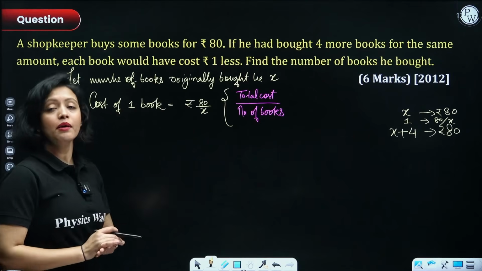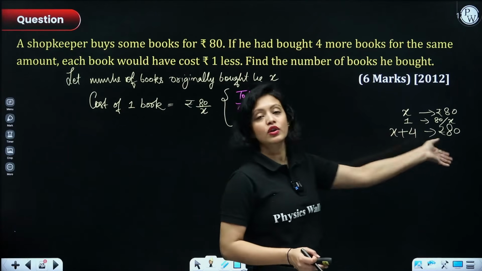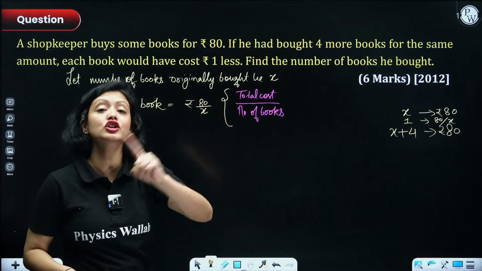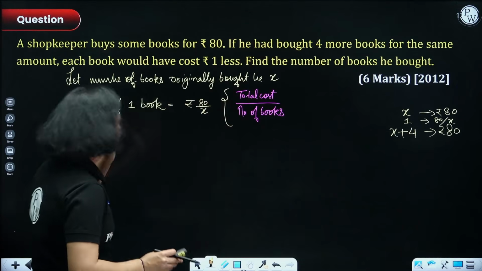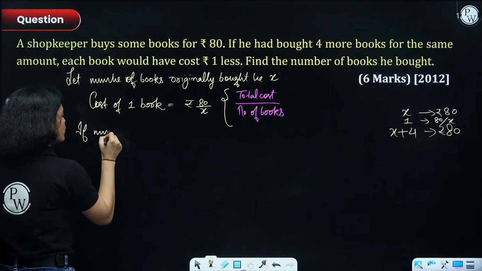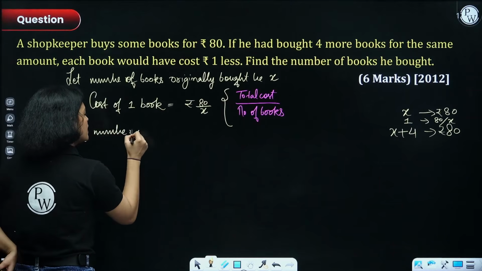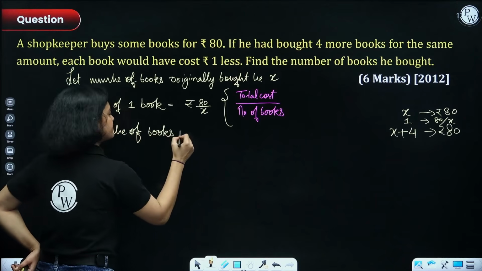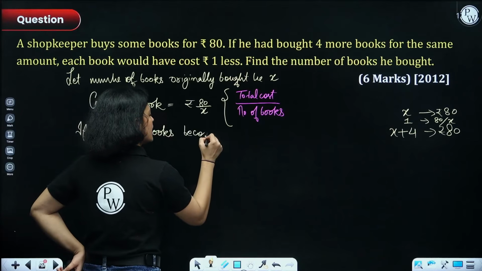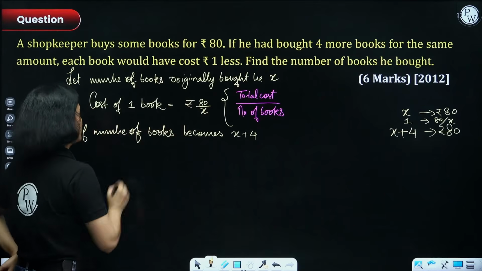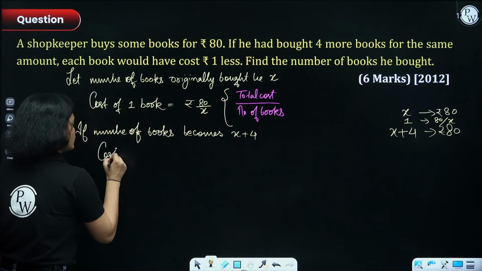Done? Now they are talking about x plus 4 number of books. If 4 more books were bought for 80 rupees, the cost of each book would be 1 rupee less. Okay, no worries. If the number of books becomes x plus 4, then the cost of one book would be what?